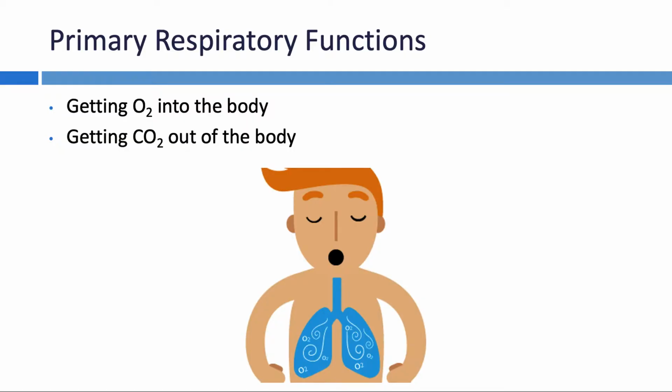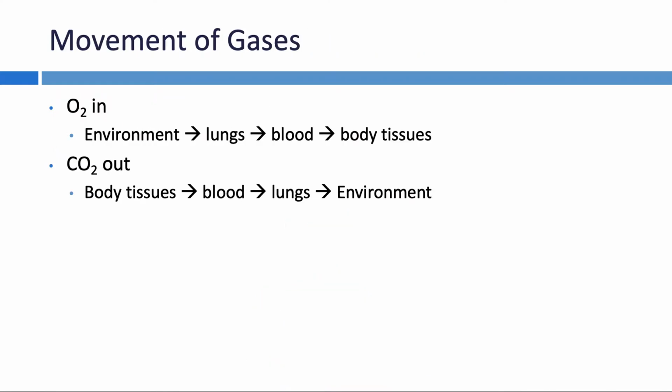The primary functions of the respiratory system, though there are other functions, are to get oxygen into the body and then to get carbon dioxide out of the body. There are lots of other things that the respiratory system does, but this is going to be the focus within this screencast, specifically oxygen. So when we talk about the direction that gases move, we're going to take oxygen from our environment, bring it into the lungs, transfer it to the blood, and then transport that to the different body tissues that need it. This could be anything from muscles to the brain to the digestive system.